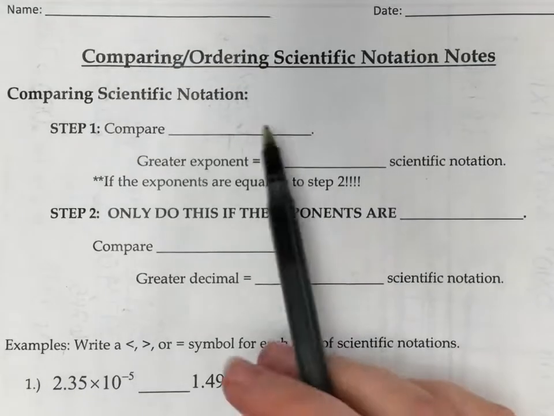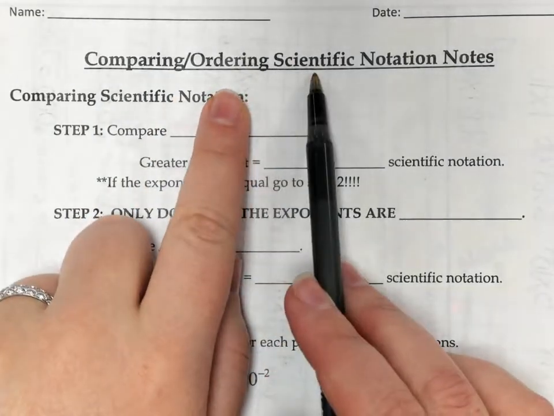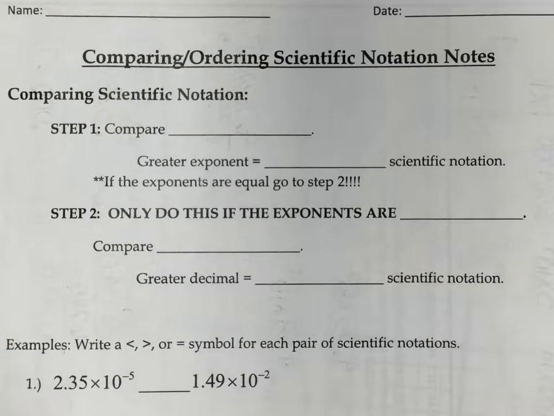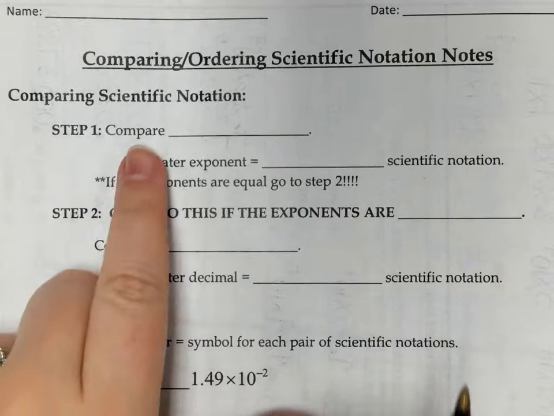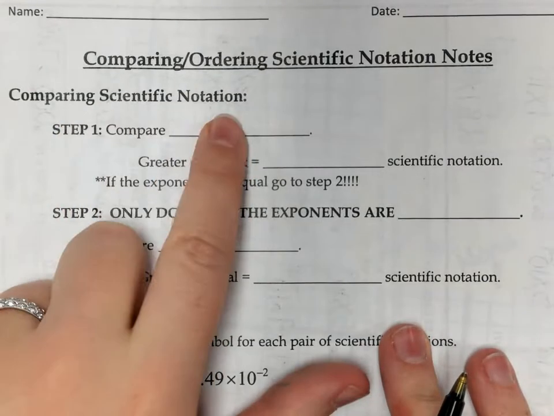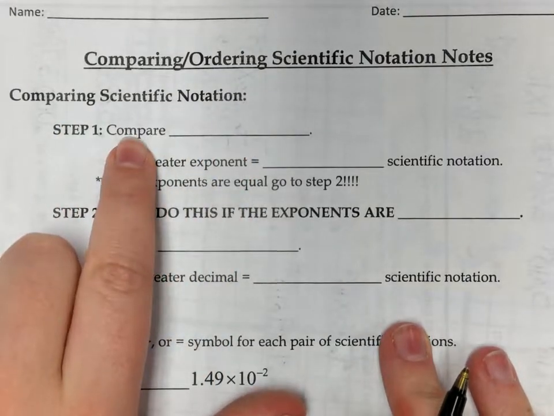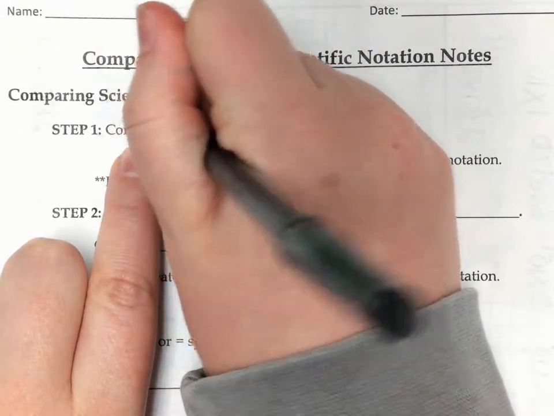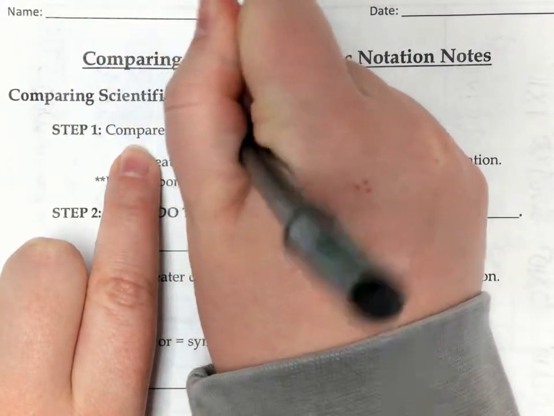So on the back of our notes, we are comparing or ordering our scientific notation notes. You guys have compared numbers before with the greater than, less than, equal to symbols. Remember, the alligator always eats the biggest one. When we have scientific notation and we want to compare, the first thing we compare are those exponents.